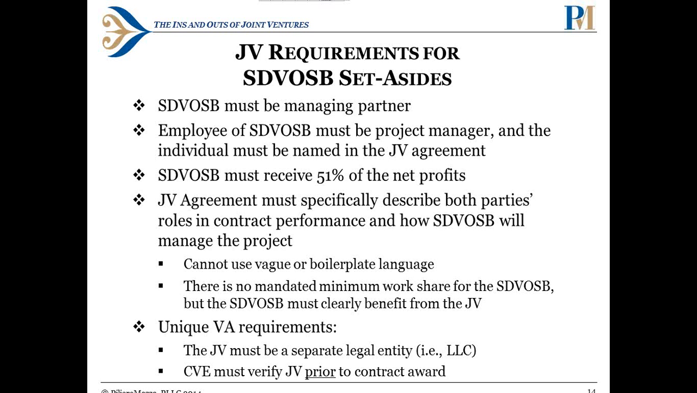And that's really the main thing that the SBA's SDVOSB JV regs do. They tell you what needs to be in your joint venture agreement. And these are provisions that are very similar to the ones that Pam just described for the 8A program. All of these regs look relatively similar in what they require. So you're going to have the SDVOSB be the managing partner of the joint venture. An employee of the SDVOSB has to be the project manager. And this next point is key. It says the individual must be named in the joint venture agreement.